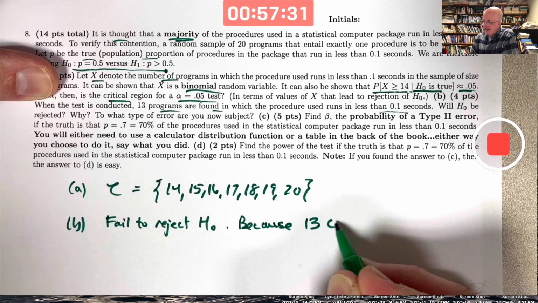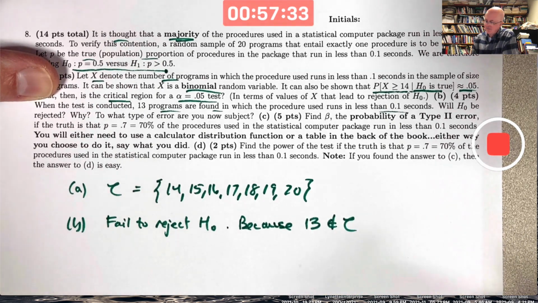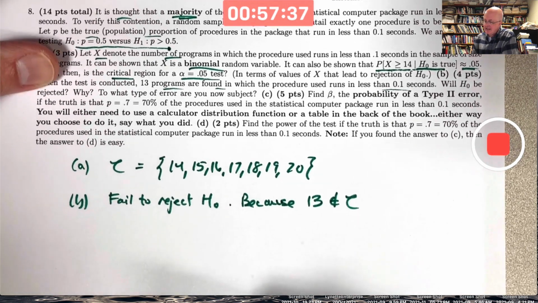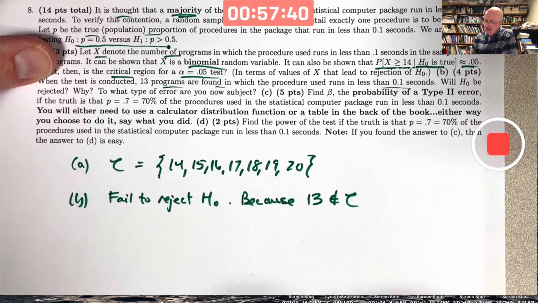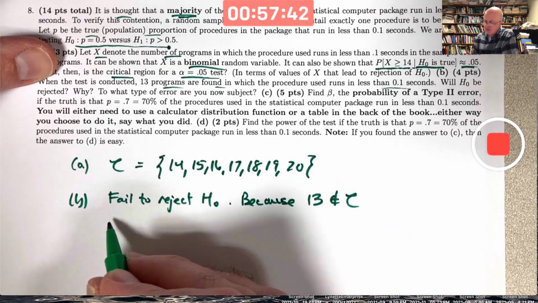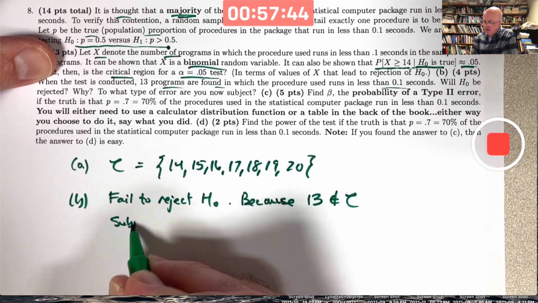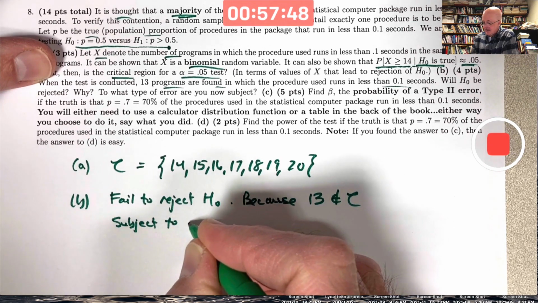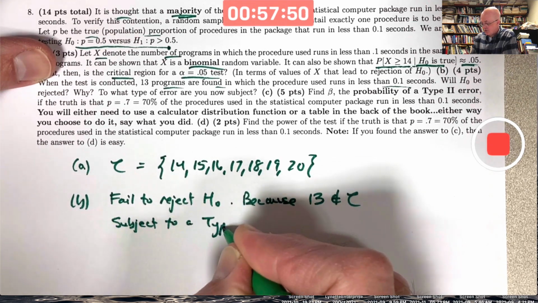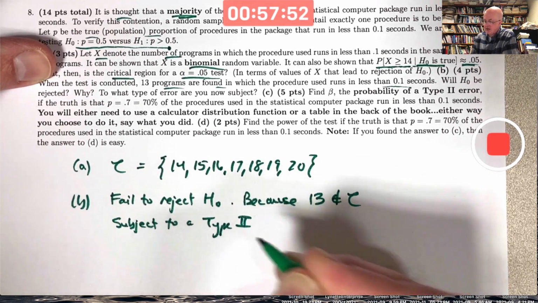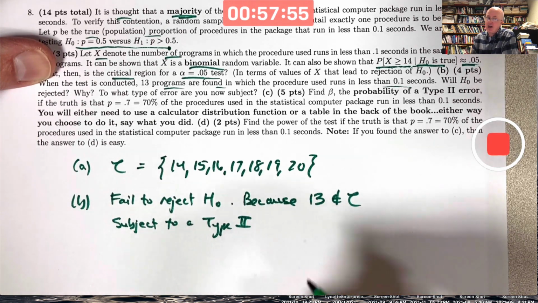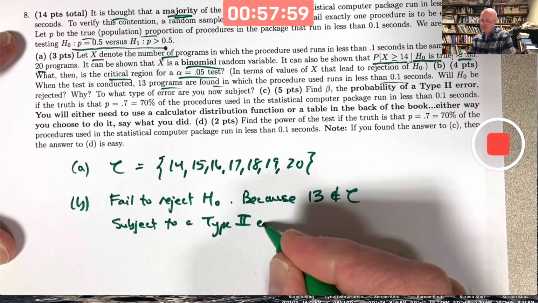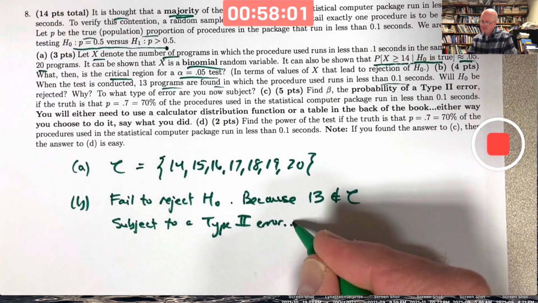13 is not an element of the critical region. Or you can just write out the words too: 13 is not in the critical region. And since we fail to reject the null, we're subject to a type 2 error. Subject to, I guess that's simpler to write than susceptible to. A type 2 error, because we failed to reject the null when maybe we should have, because maybe it's false. Oops. One period.